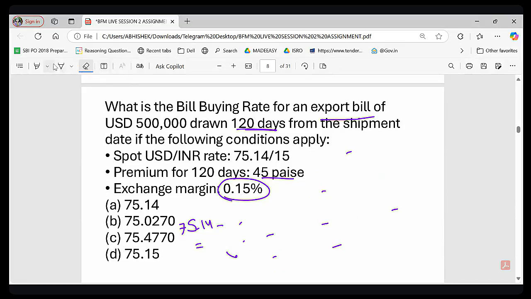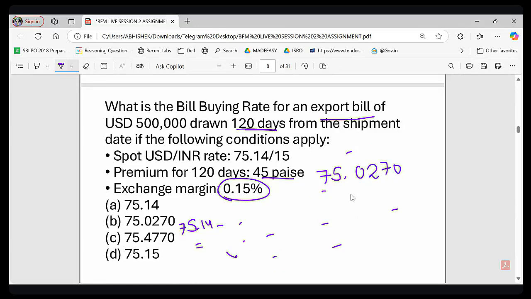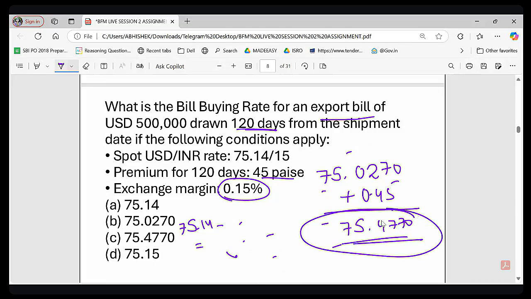So what is our final calculation? Our final calculation is 75.0270 plus 0.45. The premium is 45 paisa, so we will add 0.45. This will give us 75.4770. Right. So this is the bill buying rate for this transaction, 75.4770, which matches option number C.